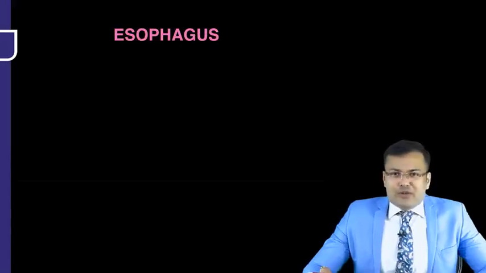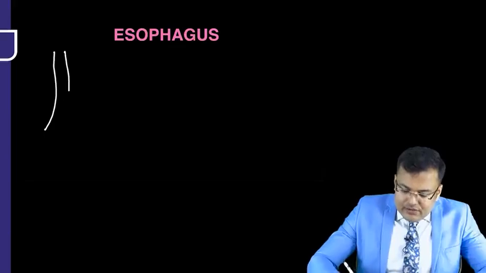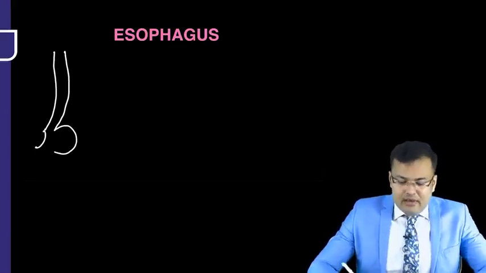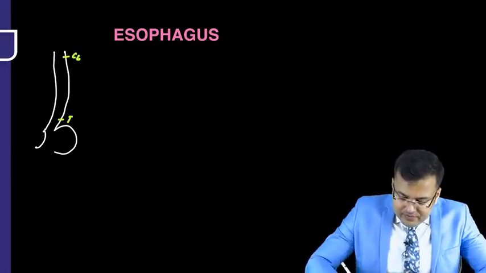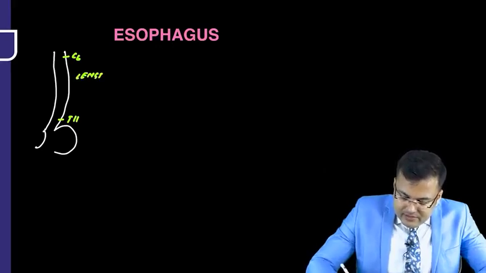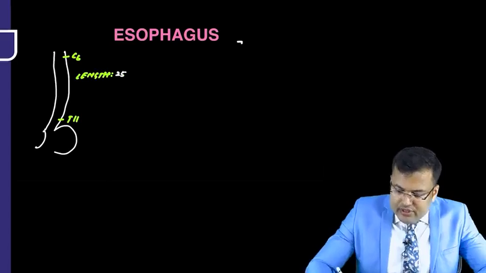Now we are going to start esophagus. First of all, anatomy. What is the length of esophagus? The length of esophagus is 25 centimeter. And what is the extent? It is from C6 to T11. Clear? So length is 25 centimeter, and extent is C6 to T11.